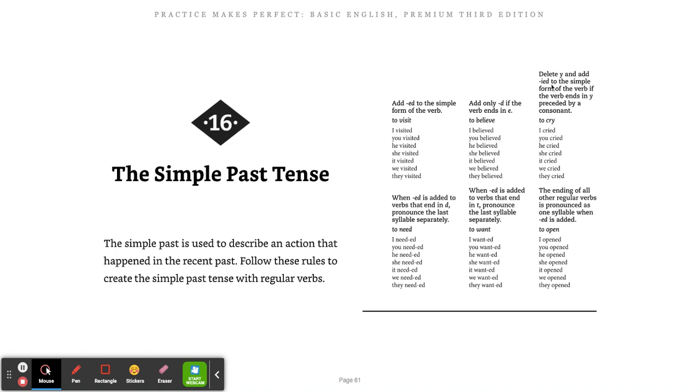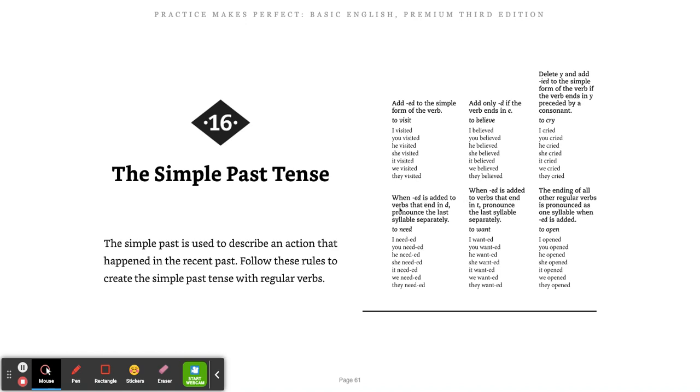So we add IED and take away the Y, if it ends in Y and is preceded by a consonant like R. To cry. I cried. Notice we took away the Y and added IED. You cried. He cried. She, it, we, they cried.